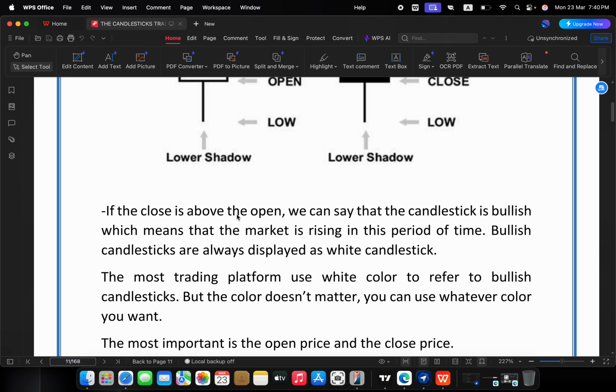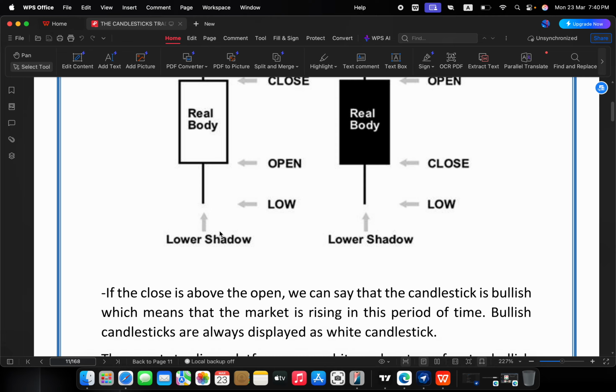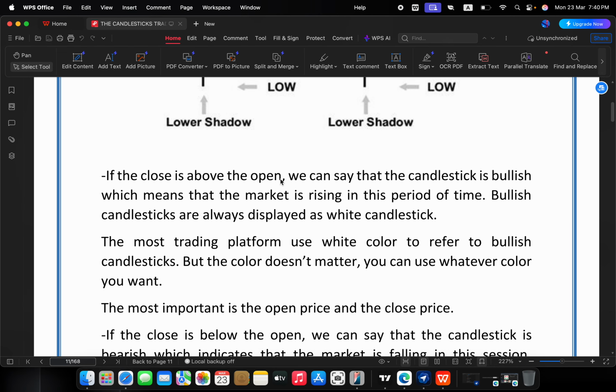Then if the close is above the open, just like I told you guys, we can say that the candlestick is bullish. If the close is above the open, we can say the candlestick is what? Bullish, which means that the market is rising. In this period of time, bullish candlesticks are always displayed as, these days they are displayed as green, okay?